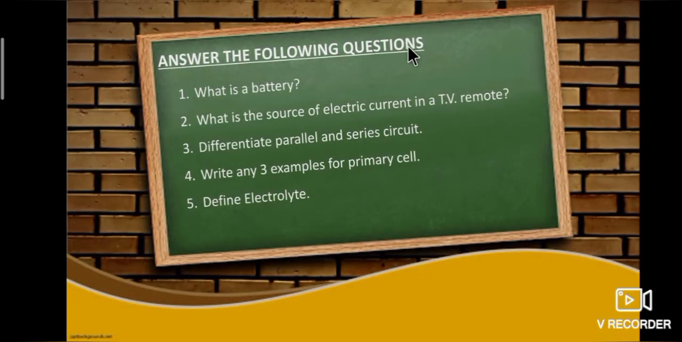Answer the following questions. First question, what is a battery? Second question, what is the source of electric current in a TV remote? Third question, differentiate parallel and series circuit. Fourth question, write any three examples for primary cell. Fifth question, define electrolyte.